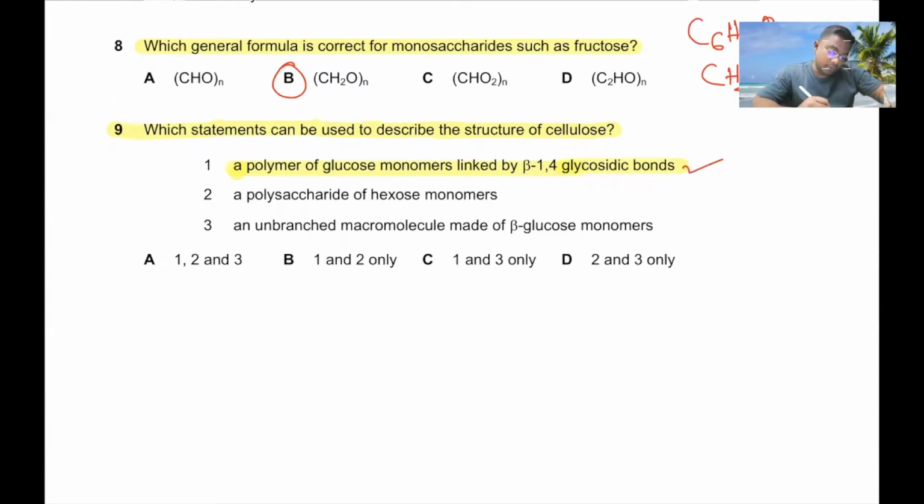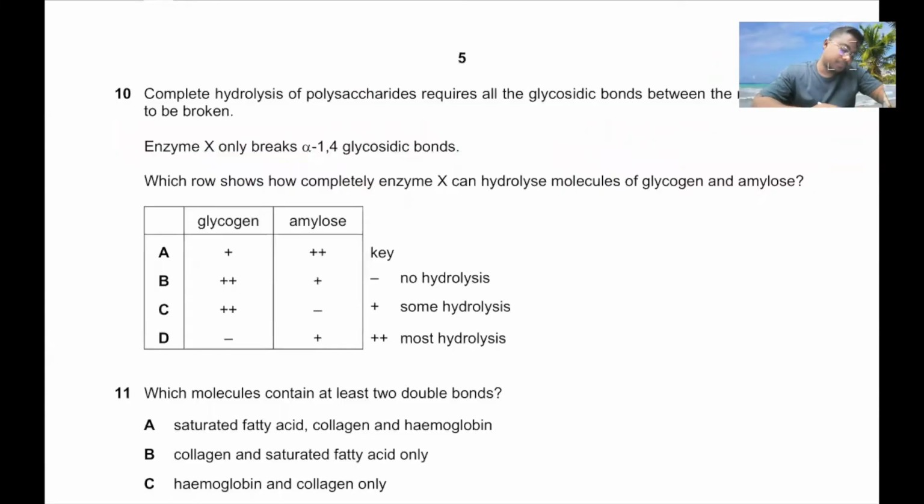That is correct. A polysaccharide of hexose monomers. Yes, it is a polysaccharide of hexose monomer. An unbranched macromolecule made of beta glucose monomer. All points 1, 2, 3 are correct. 9A is the correct answer.